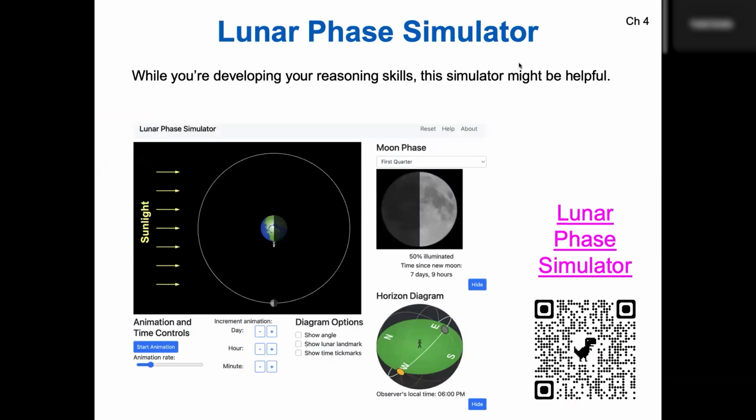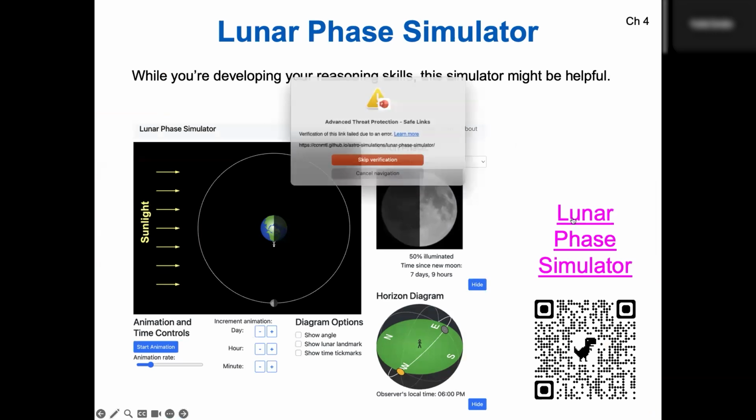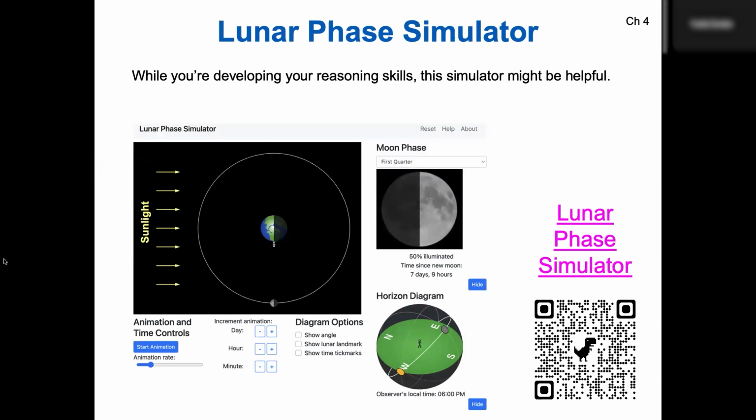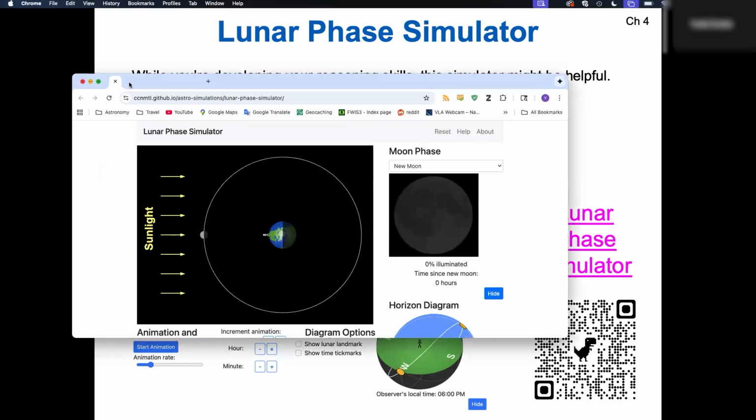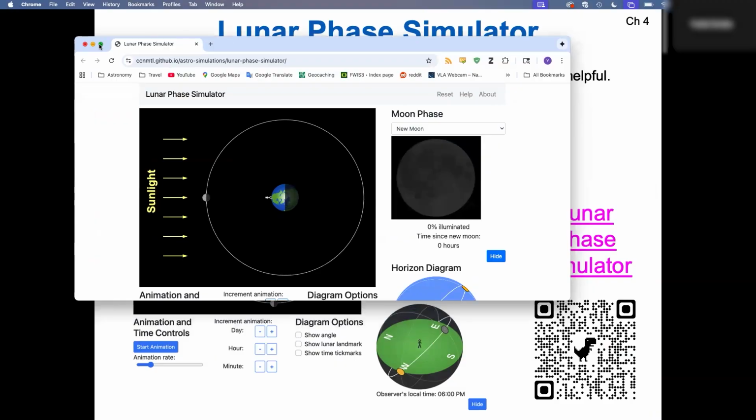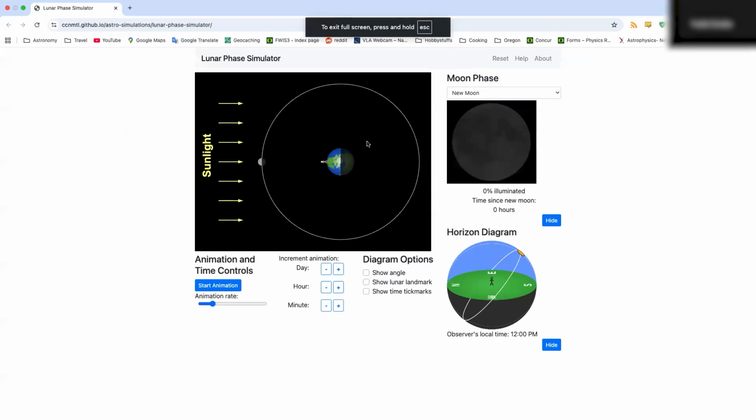So the second thing that I'm going to show you guys is we also have simulators, of course, on the internet these days to tell us about lunar phases. So this particular one is what we're going to be using very soon in our activity. So we're going to start with the new moon. We have our observer here. This should look very familiar on Earth. The sunlight is coming from this direction. And we also have here the horizon diagram. So it's the observer's local time at 12 p.m. and you can see where the sun is, everything like that.